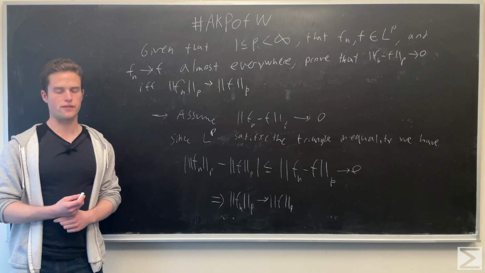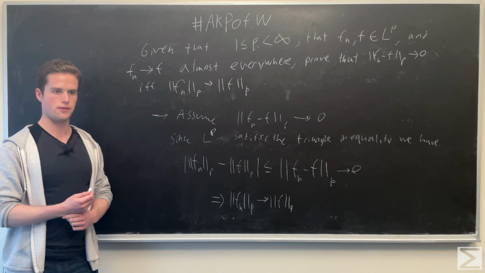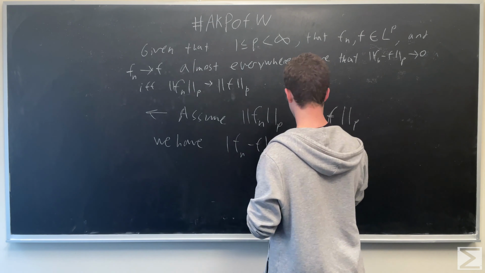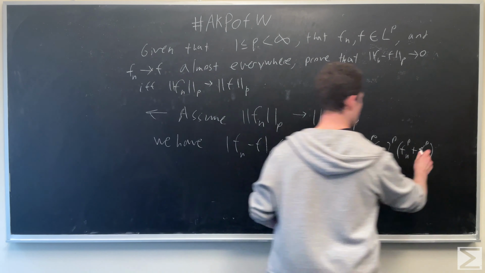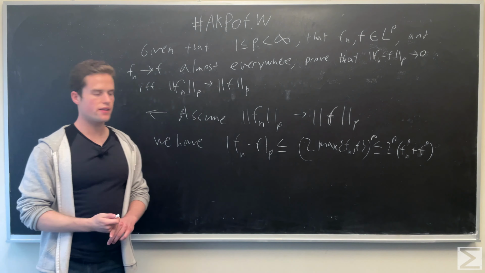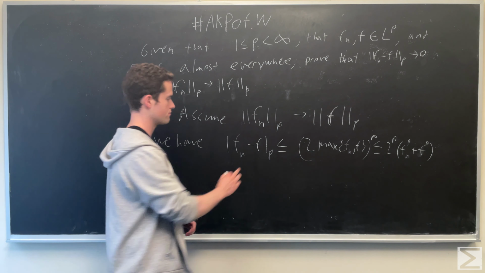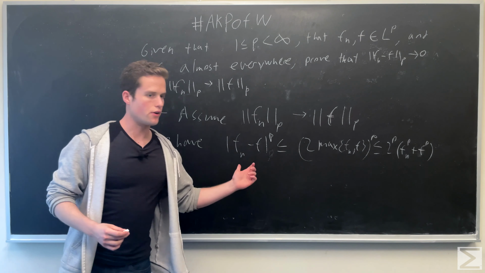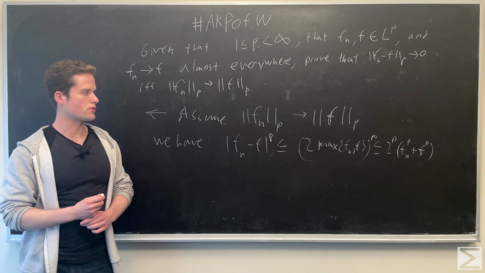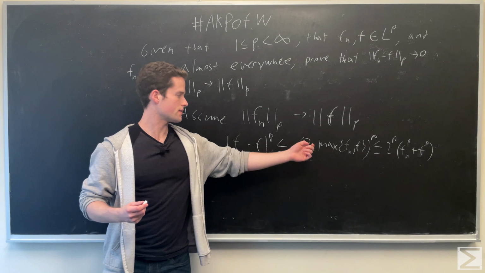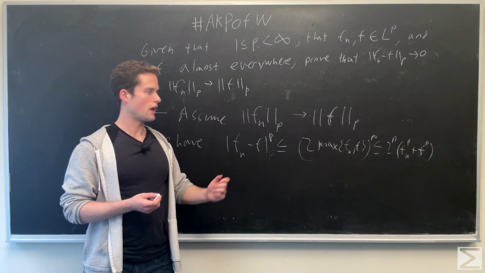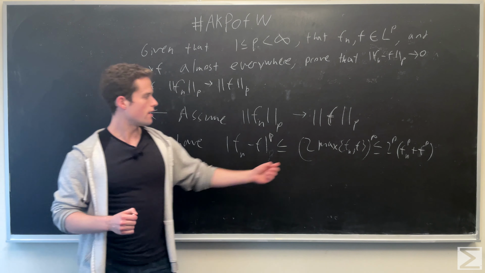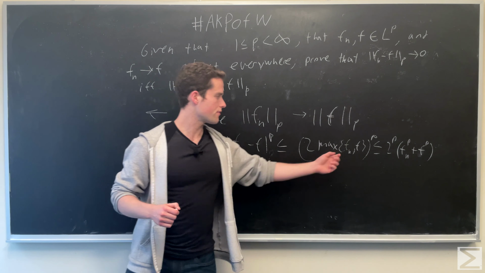For the other direction, we're going to find a sequence of positive functions and use Fatou's lemma. So first, quick inequality. Note the absolute value of f_n minus f to the p is less than or equal to 2 times max of the absolute values of f_n and f. This is all at some point x in our space.